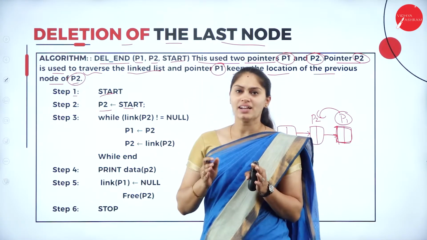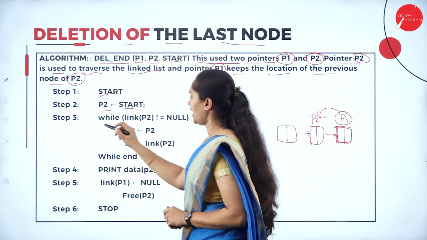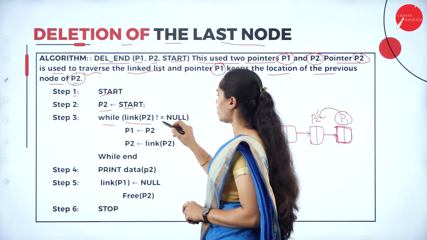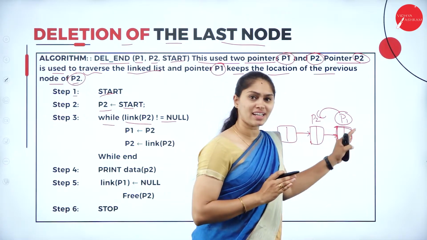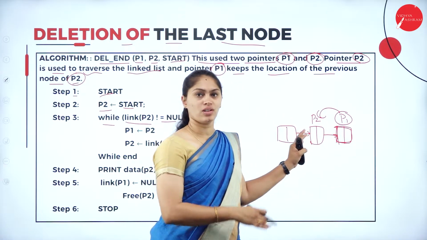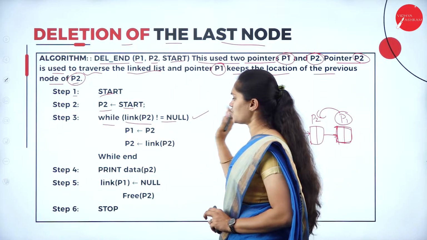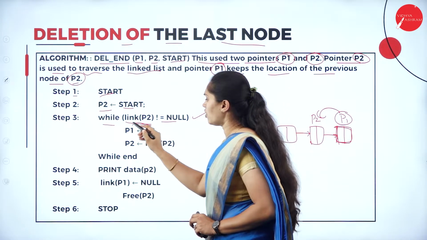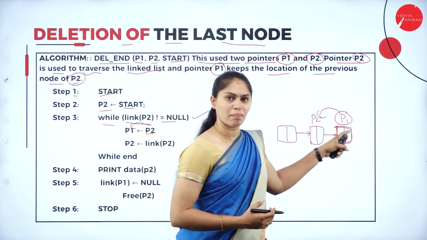We have to start traversing from the beginning, or the head. Then, while link of P2 not equal to null. That indicates what? P2 is not at the last node. So it is in the first or any other node, but it is not at the last node of a linked list. If it is true, then P1 = link of P2. That means the link of P2 will be copied to P1.